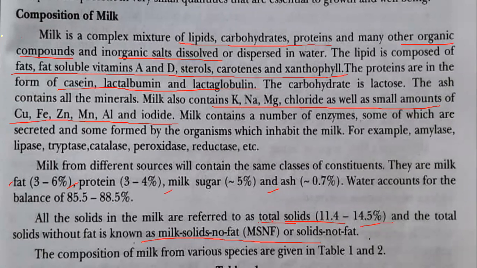Fat is 3 to 6%, protein is 3 to 4%, sugars are up to 5%, ash is about 0.7%. Water accounts for the balance, about 89% of water is there in the milk. All the solids in the milk are referred to as total solids, that is about 11.4 to 14.5%. And the total solids without fat is known as milk solids non-fat.